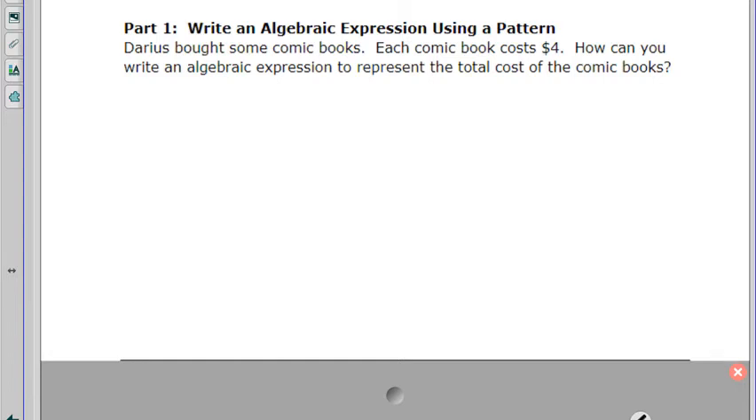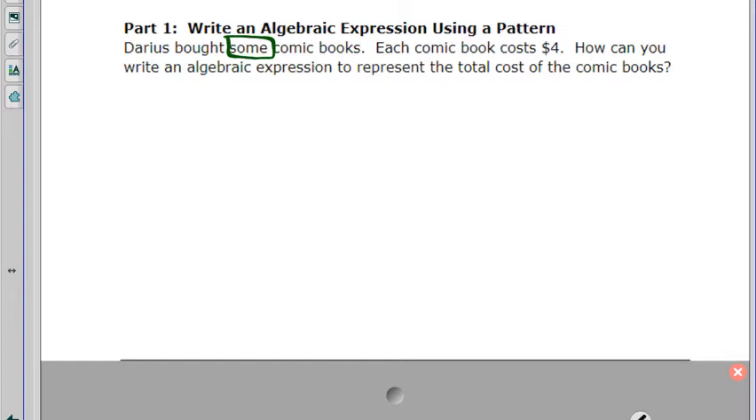Well, let's write an algebraic expression using some kind of real-world situation. Darius bought some comic books, and each comic book cost $4. And how can you write an algebraic expression to represent the total cost of the comic books? Now, this is kind of similar to what we've done already, but it has this sort of mysterious word. He bought some comic books. Well, how many are some? Well, we don't know. We need an expression for any number of comic books.